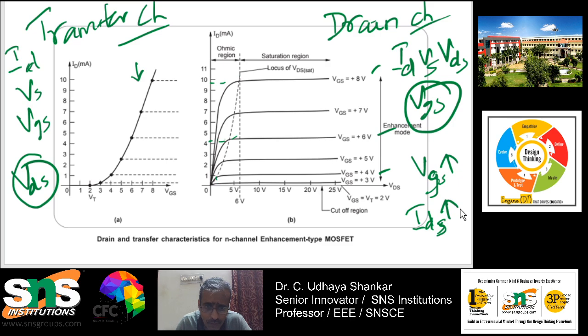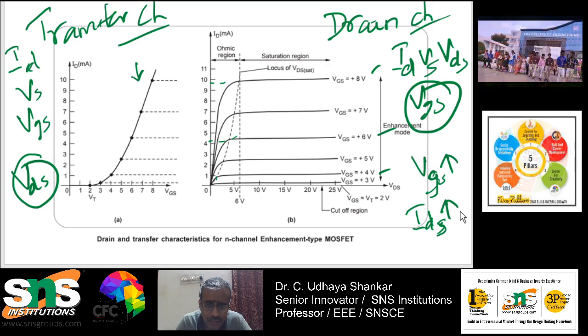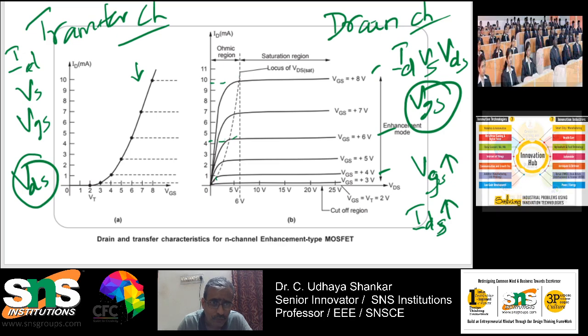So this is all about your characteristics, and you can see that there are 3 different regions here. This is very important. In case of drain characteristics, you are having 3 different regions. One is called the cutoff region. I will just mark it in a different color for better understanding.